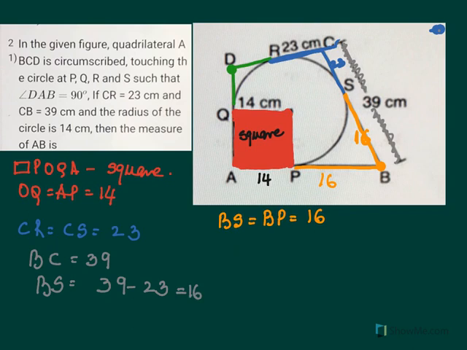Now we need to find this entire AB. So our AB, if you look up in the figure, is 14 plus 16 and that is 30. So your AB is 30.